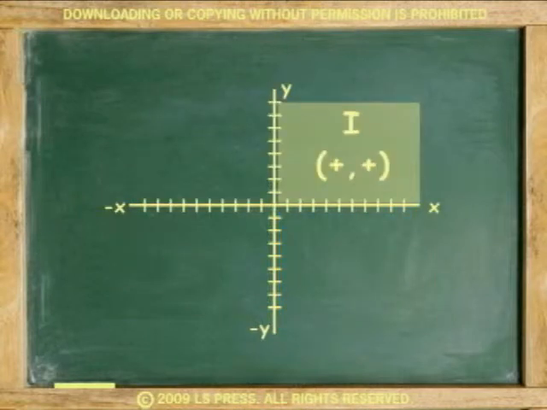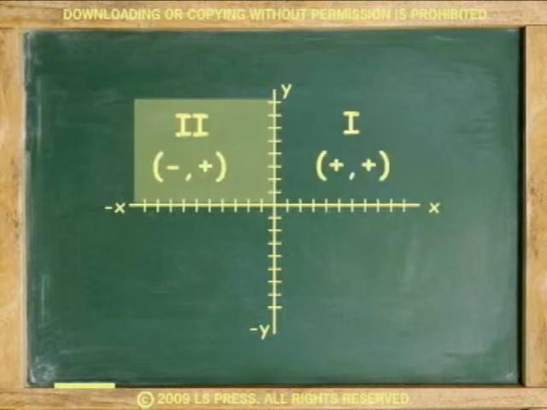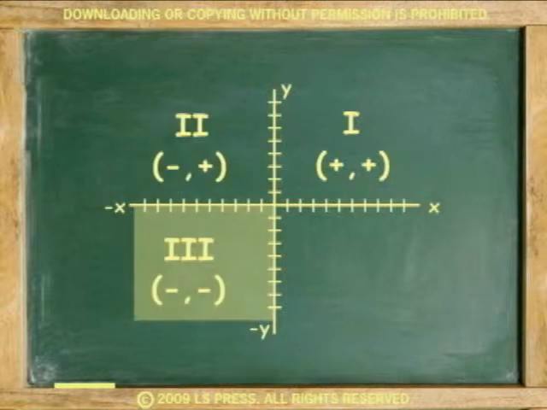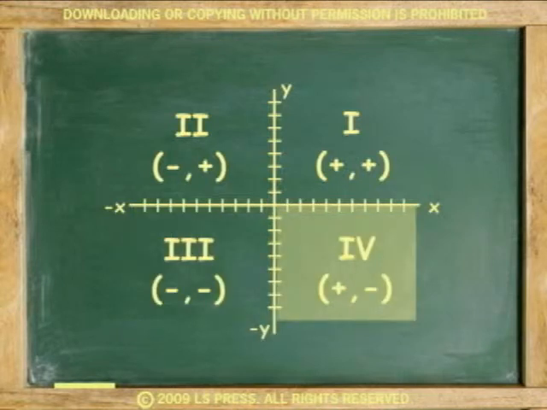1 is positive, positive. Quadrant 2 is negative, positive, to the left of the vertical axis and above the horizontal axis. Quadrant 3 is negative, negative, to the left of the vertical axis and below the horizontal axis. Quadrant 4 is positive, negative, to the right of the vertical axis and below the horizontal axis.